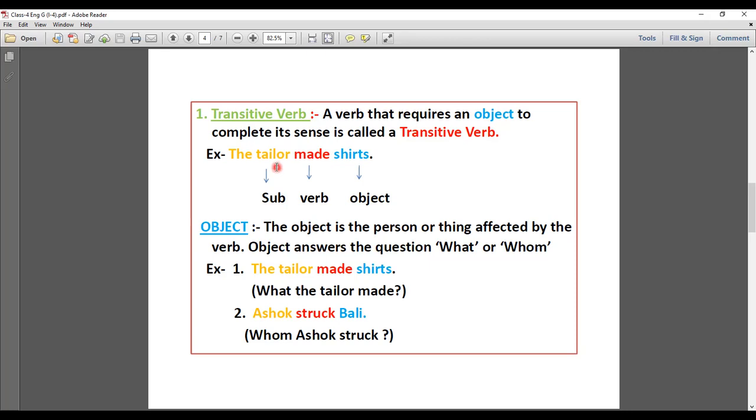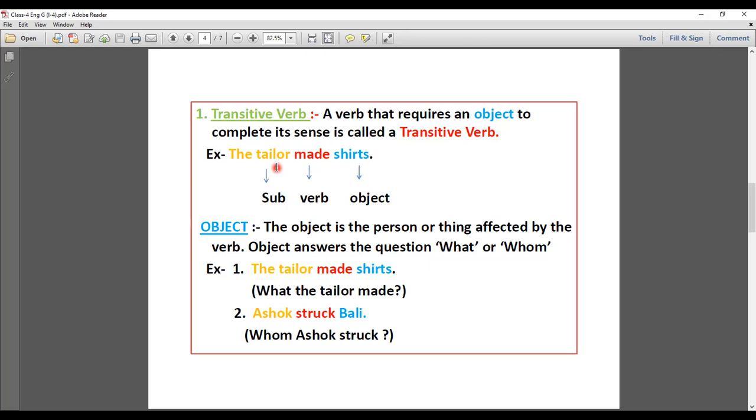A subject is a person or thing affected by the verb. So object क्या होता है? एक person हो सकता है, कोई thing हो सकती है, जो किसके द्वारा affected है? Verb के द्वारा. And we get the answer from the question as a what or whom. Okay. The first sentence, the tailor made shirt.